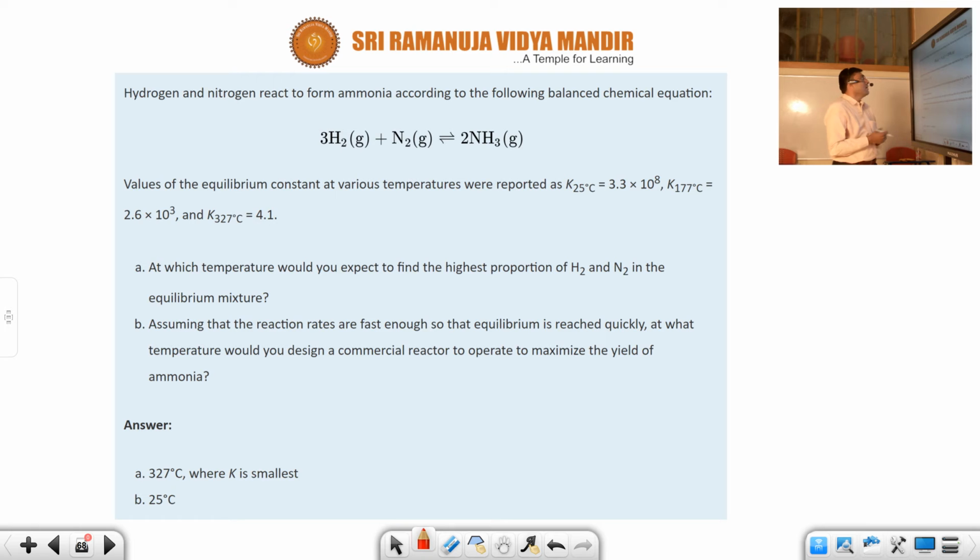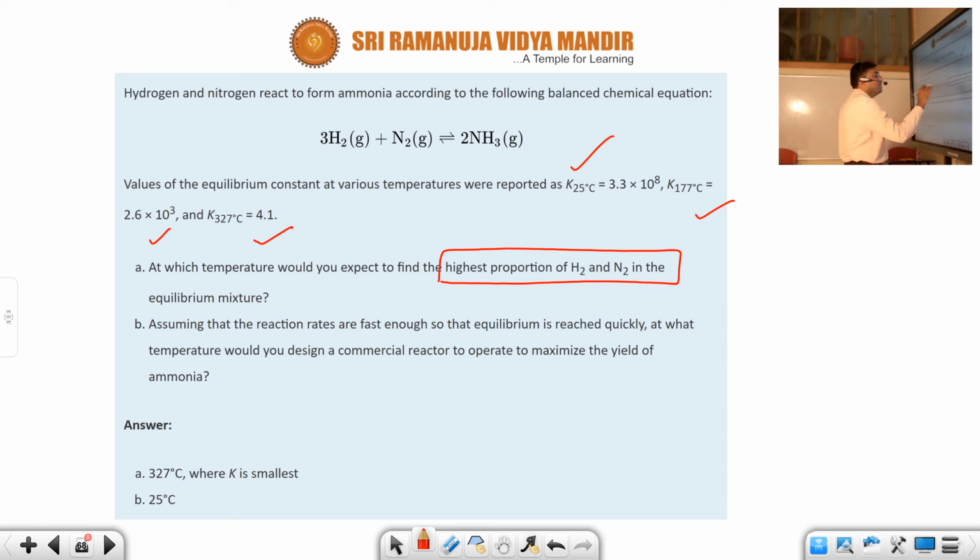Now let us work on the next question. Hydrogen and nitrogen react to form ammonia according to the following balanced equation: N2 gas plus 3H2 gas gives ammonia. Values of the equilibrium constant at various temperatures are reported. At 25 degrees, 3.3 into 10^8 is given. At 177 degrees, 2.6 into 10^3. At 327 degrees, 4.1. The question is asked: at which temperature would you expect the highest proportion of N2 and H2?